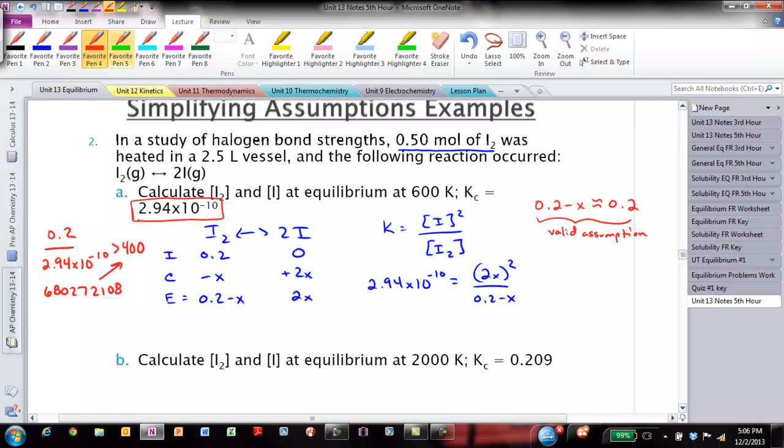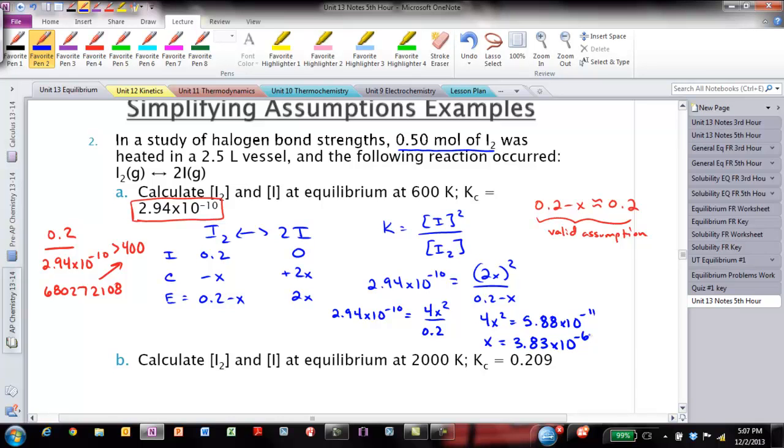Well, that cleans up the math a lot for us, because now our equation becomes 2.94 times 10 to the negative 10th equals 4x squared over 0.2. And it's going to get rid of our need to do the quadratic formula. So if you go ahead and solve this, you get 4x squared is equal to 5.88 times 10 to the negative 11th. x is going to equal that number divided by 4, and then square rooted. So x is 3.83 times 10 to the negative 6.